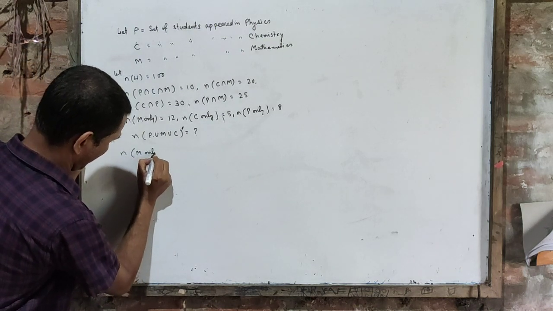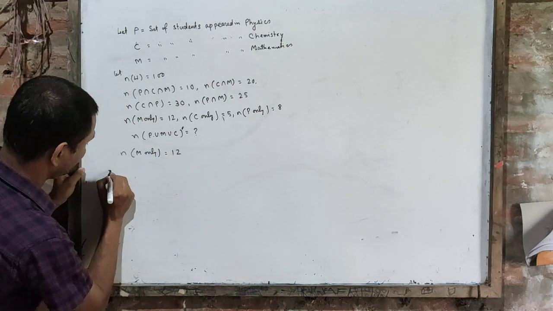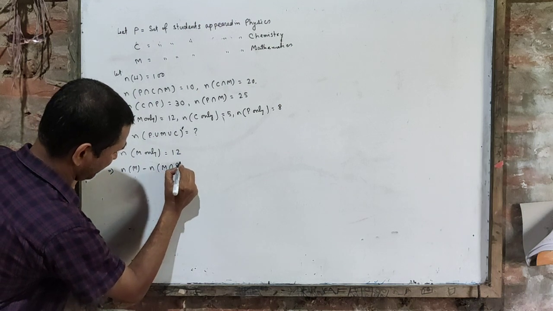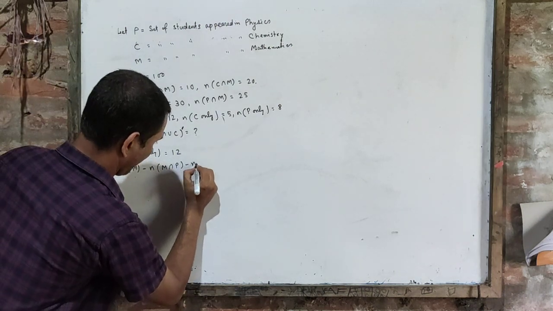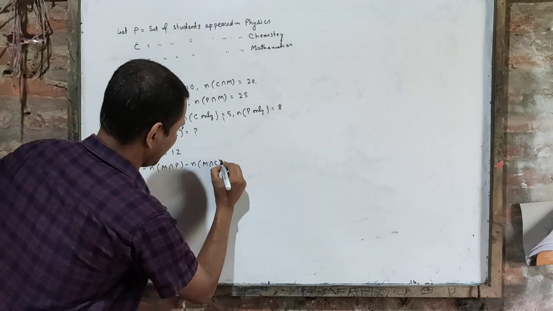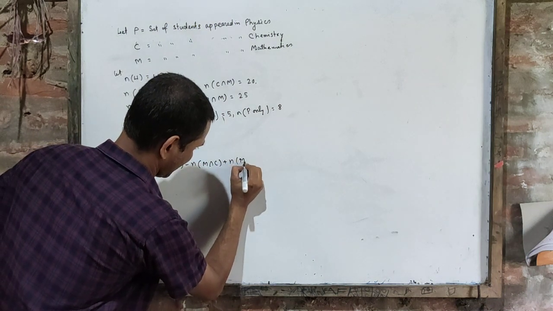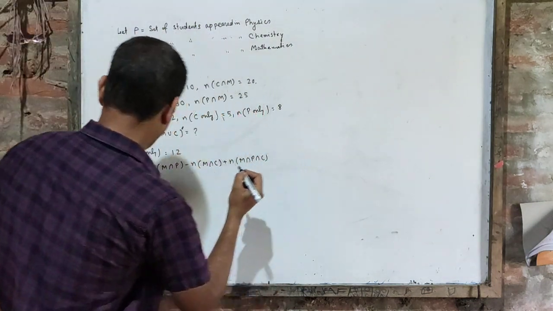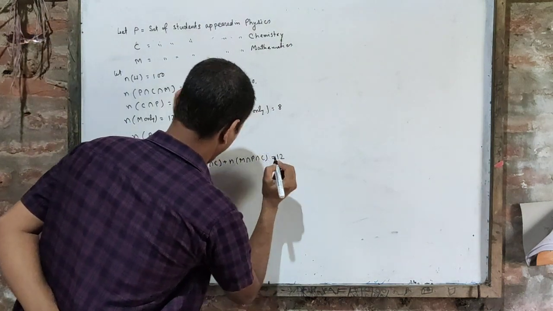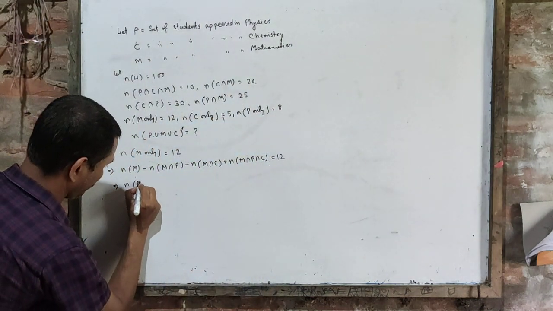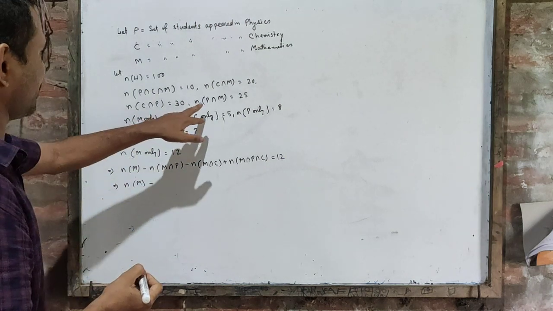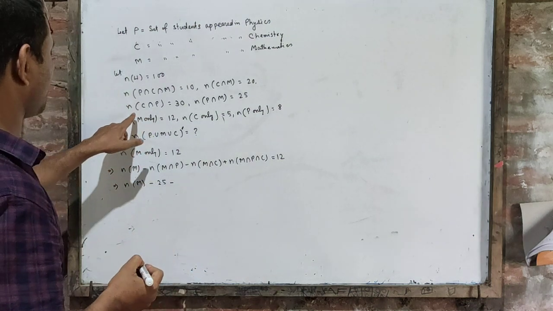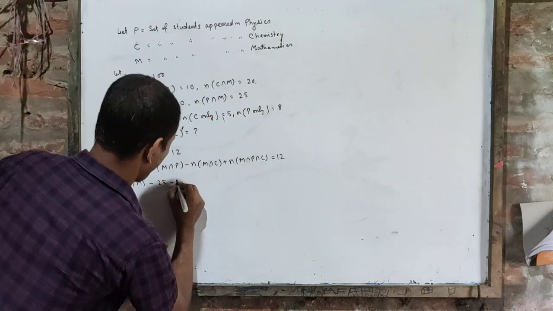N of M only is given to be 12. This implies what will be the formula? N of M minus N of intersection M with other two sets, N intersection C, plus intersection of all the three sets, M intersection P intersection C. Is it given? Yes. Is equal to 12. N of M is not known, but N of M intersection P or P intersection M, the same thing, is 25. M intersection C or C intersection M is 20.